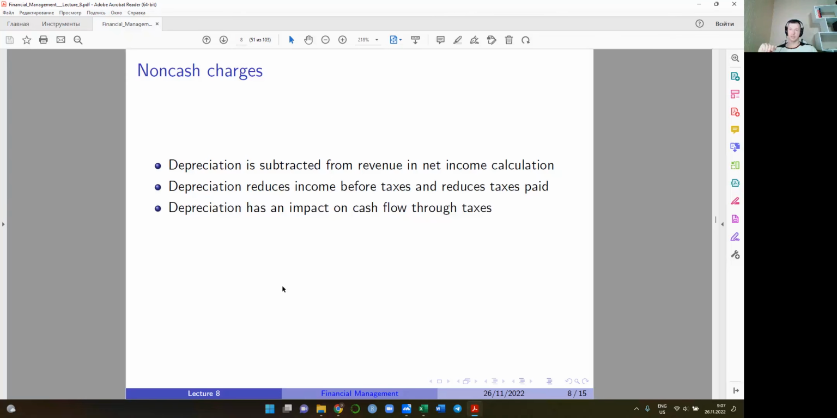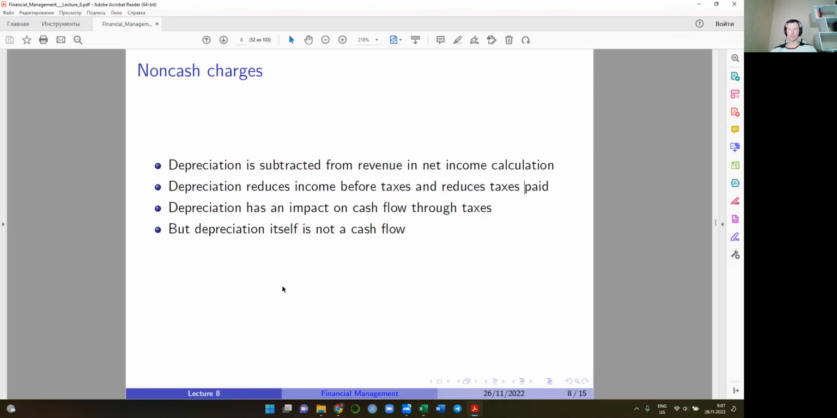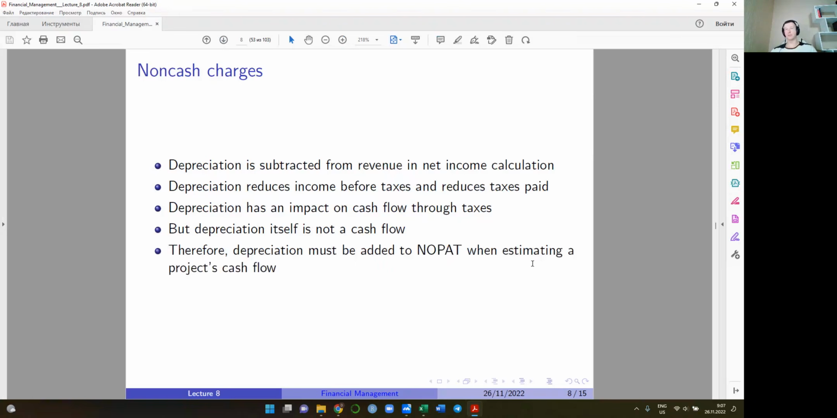But on the other hand, when we want to know what the cash flow is, depreciation must not be subtracted. It's not a cash flow. Depreciation is not a payment. Depreciation is a part of our past payment for an equipment, for fixed assets, but it has nothing to do with the actual payments. So therefore we add it back while calculating cash flow. So depreciation is added to NOPAT when we estimate project cash flow.